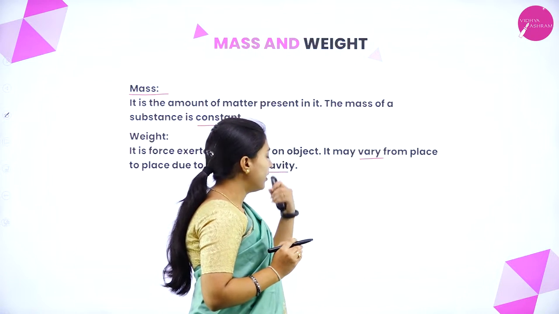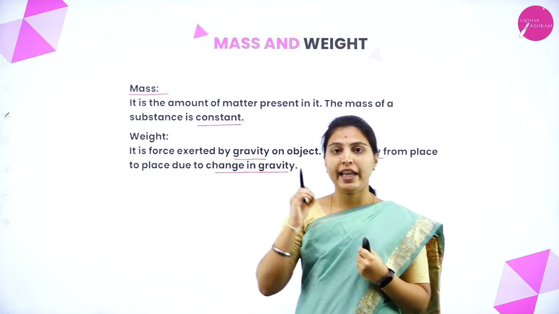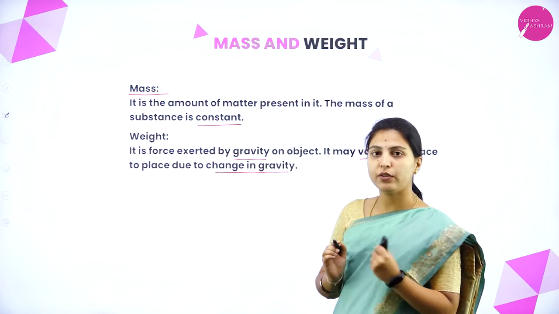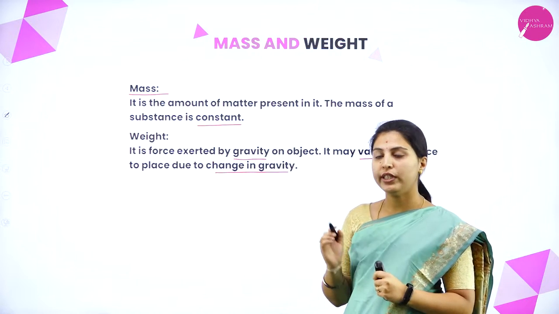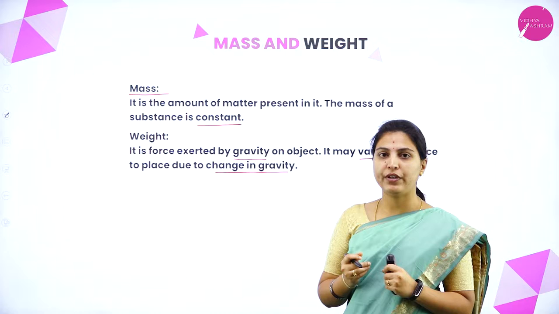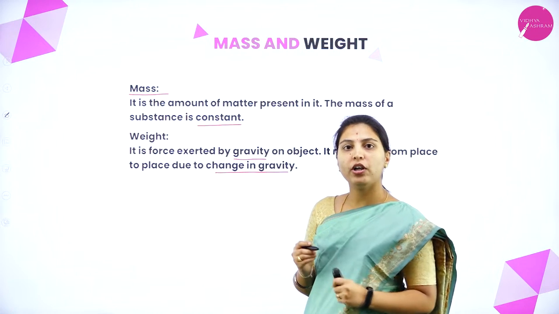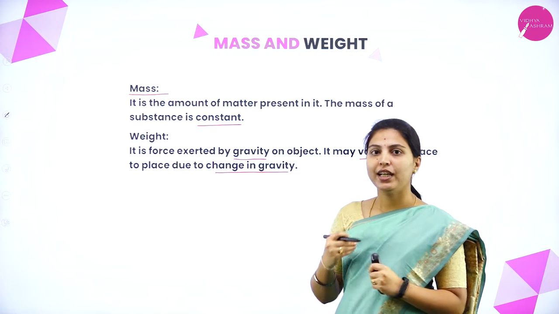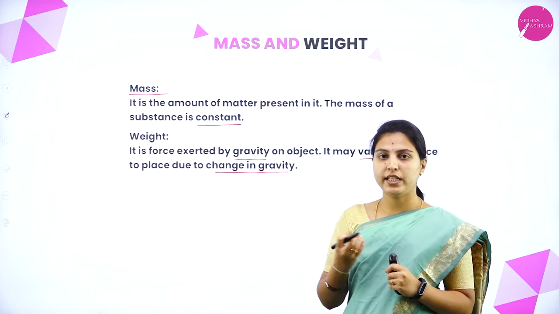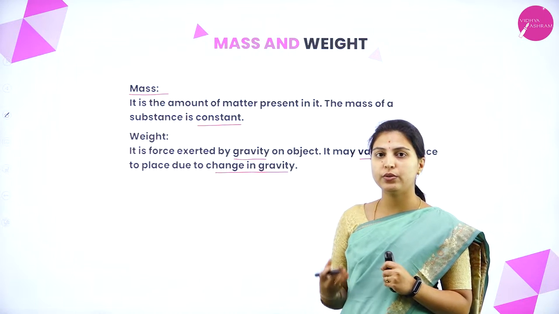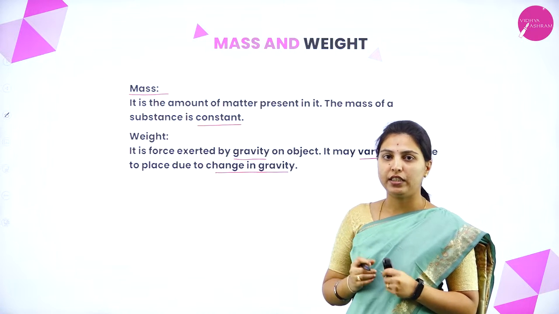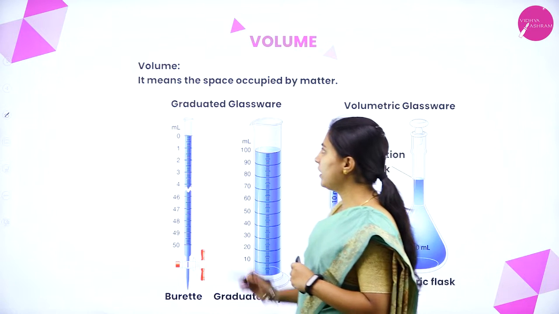That gravitational force will be exerted on the object we are considering, so it is not a constant, it will vary. That is the difference between mass and weight. Mass will always be constant, while weight changes from place to place due to gravity. Next we'll consider volume.